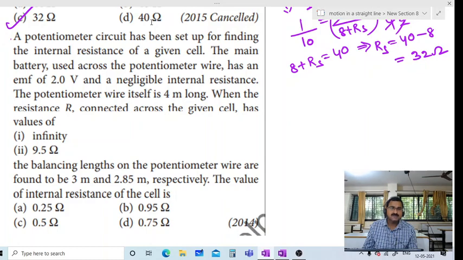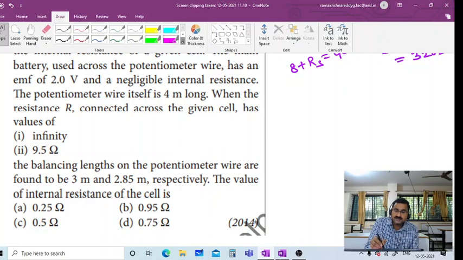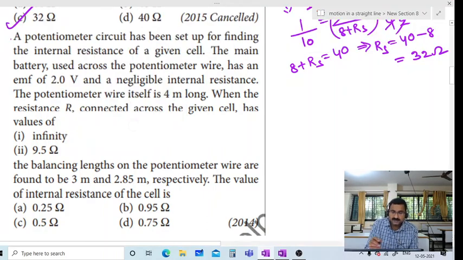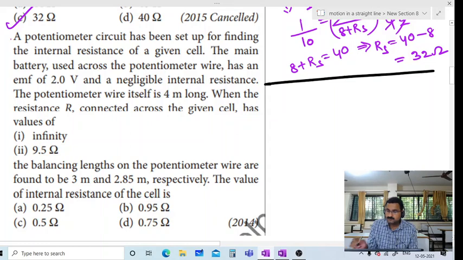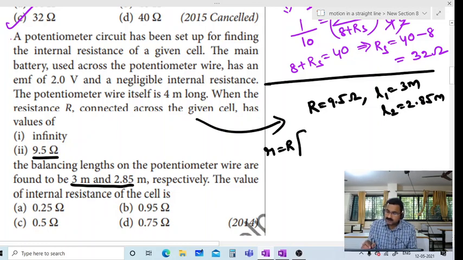So see the question, how much length they have given, but the solution is very simple now. Only the internal resistance formula you have to apply there. This much information they have given for us, but mainly what is required is very simple. What is that? Internal resistance formula. What did they give? Balancing lengths they gave there. And what is the external resistance they gave? R equal to 9.5 ohm. Next one, L1 is 3 meter. L2 is 2.85 meter. What is the internal resistance formula? R into L1 by L2 minus 1.